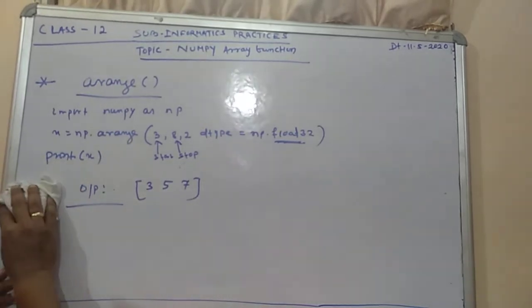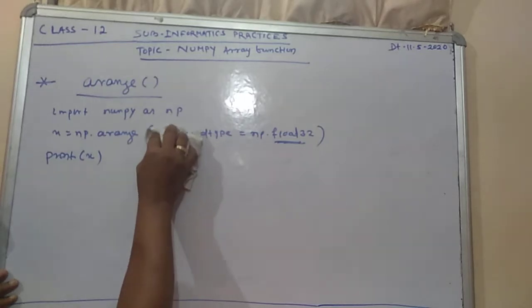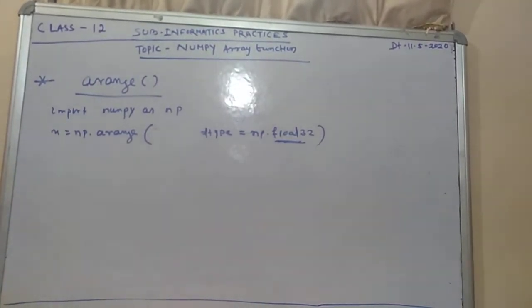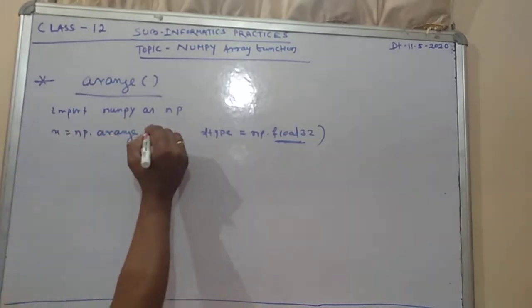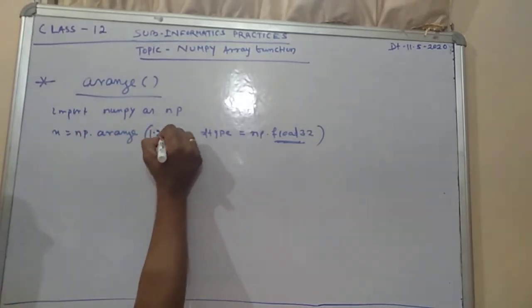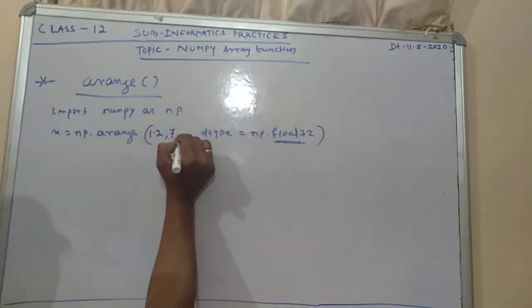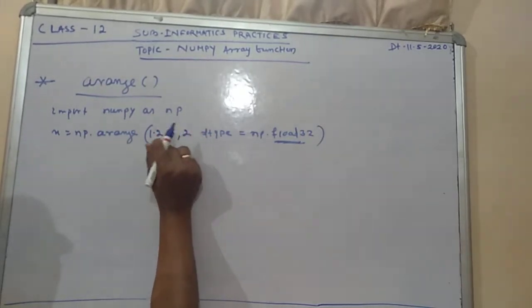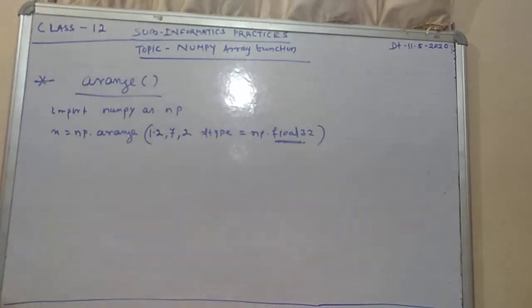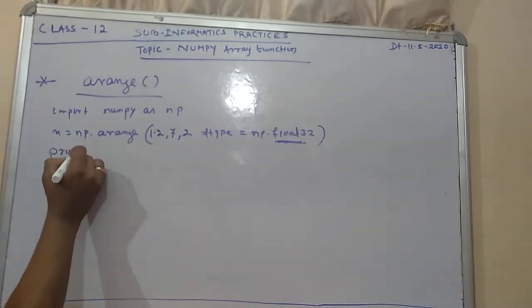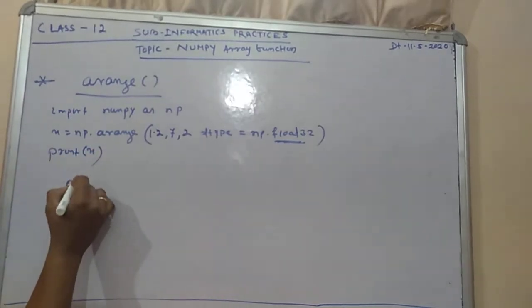Next example, just follow it. I am not erasing all these things, just follow what I am writing. np.arange(1.2, 7, 2), 1.2, 7 and 2, remaining the same. Print x. What will the output be?